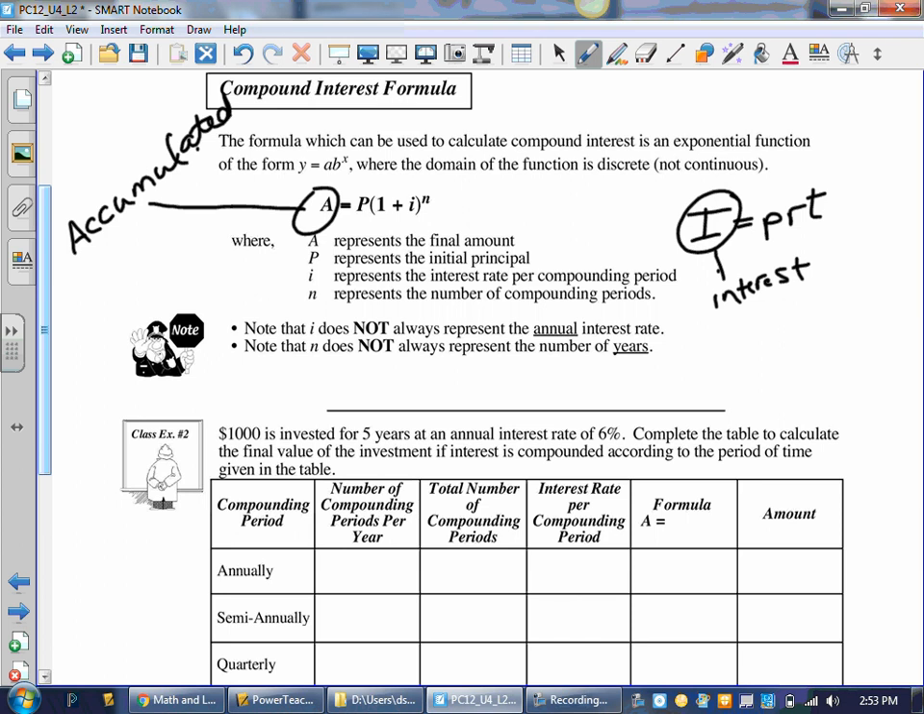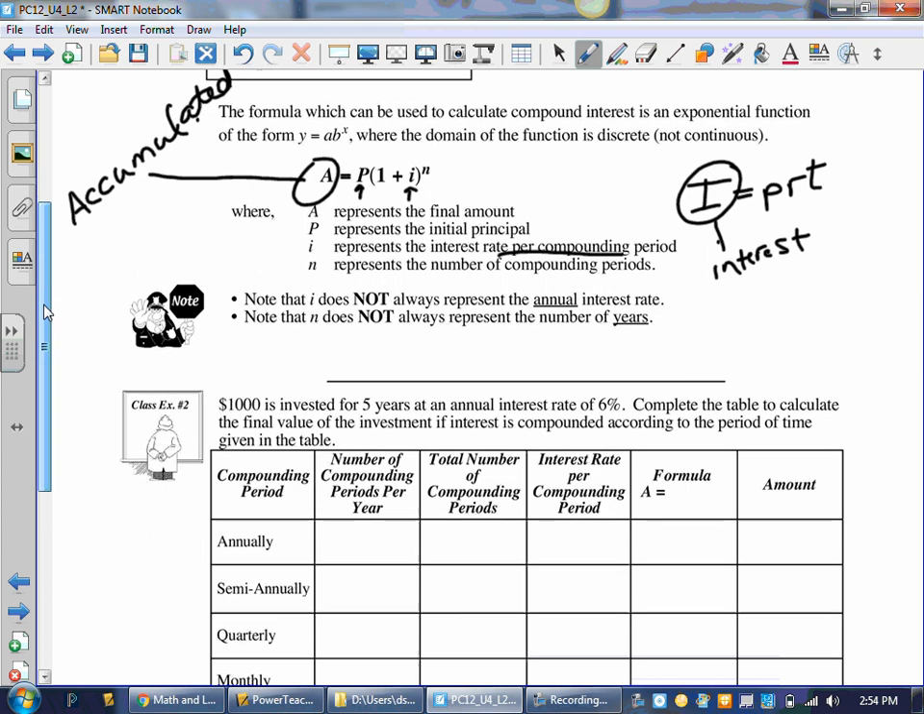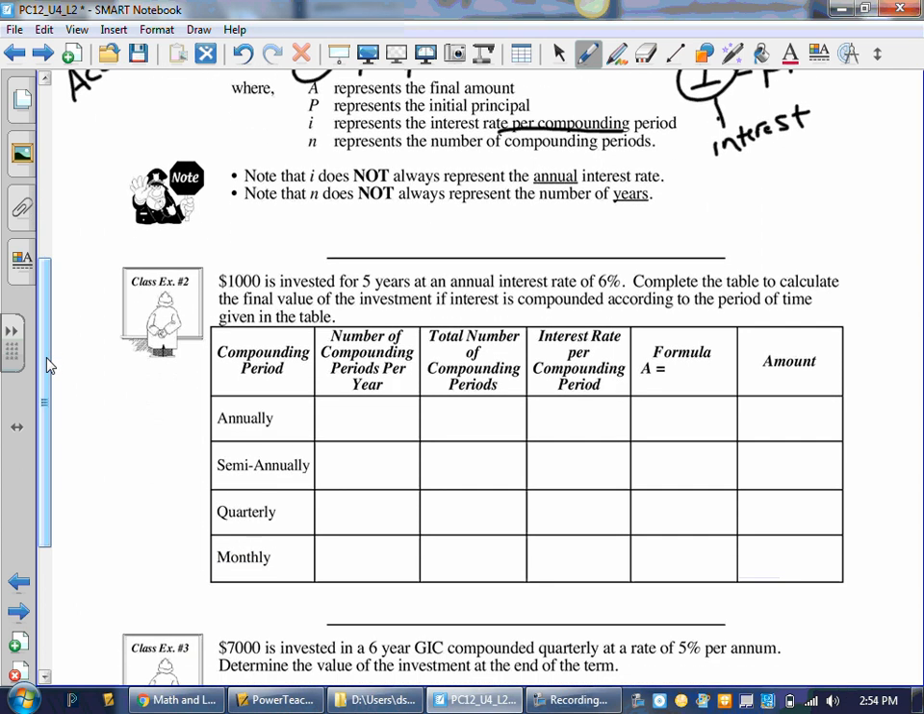P is the initial amount that you put in, or the principal. I is the rate of interest, and N is the number of compounding periods. Note that I represents the interest rate per compounding period. So if you had 12% compounded annually, but we're going to do this every 6 months, then you only get 6% the first half of the year and 6% the second half of the year. So we do have to compensate, and that's what this guide is telling you.